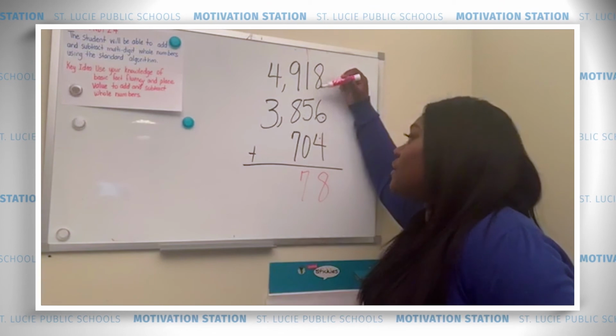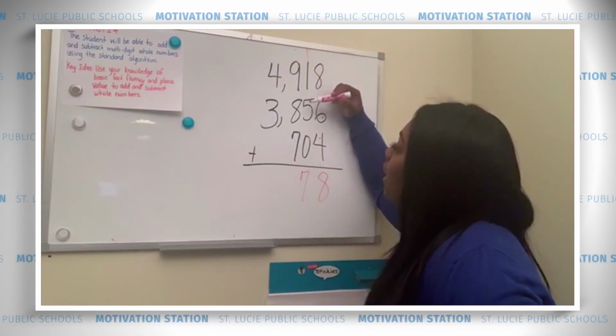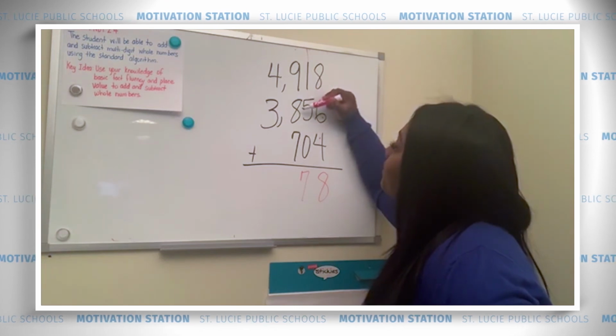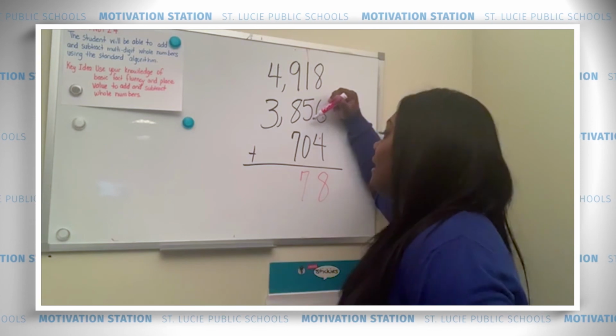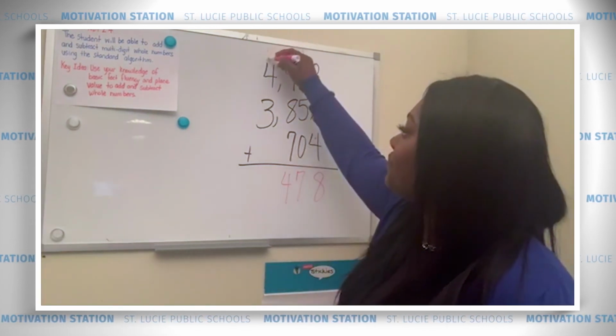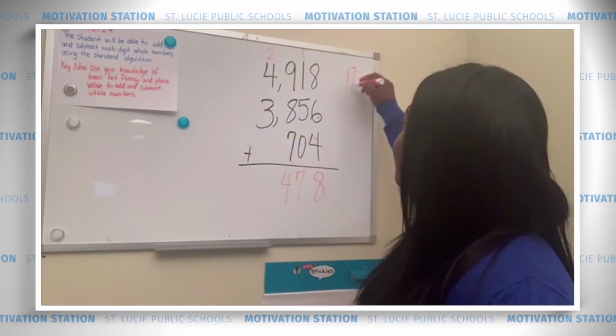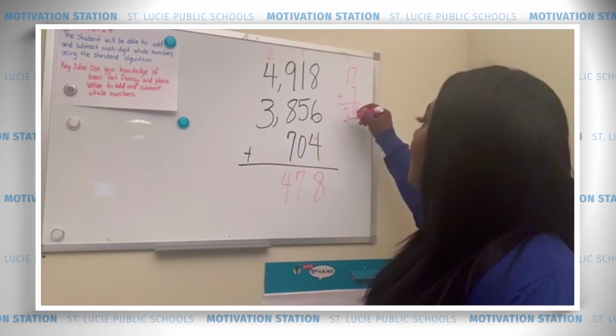Moving over to my hundreds place. Ooh, this one is a little bit tricky. Well, I know that 8 and 9 is 17, and 17 and 7 is 24. So I'm going to regroup. Just double check. Yes.